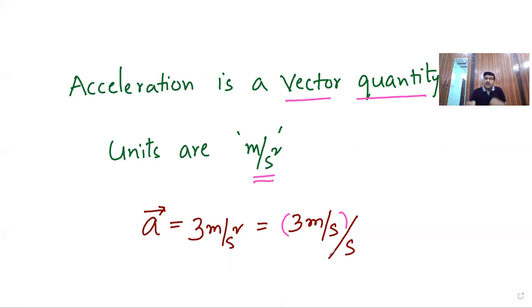That means, observe, denominator is second. Per every second, there is a change of 3 meter per second velocity. That is the meaning of acceleration. Clear? Now, clearly picturize this. Suppose acceleration a bar is, just now I have taken, 3 meter per second square. What is the meaning I told? For every second, 3 meter per second per second.